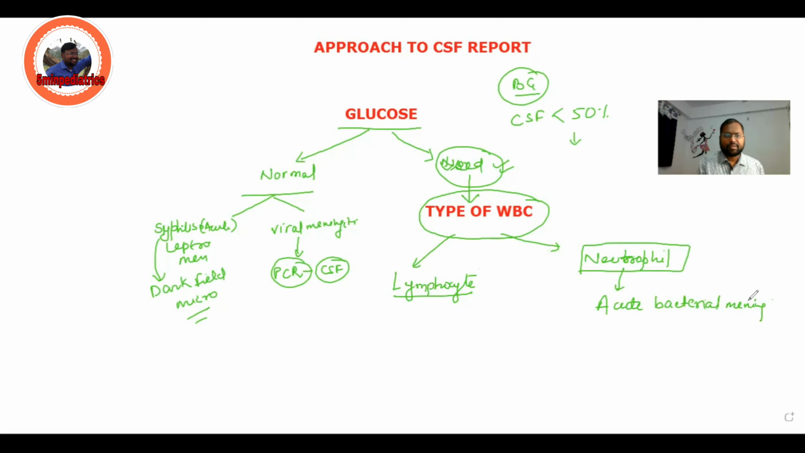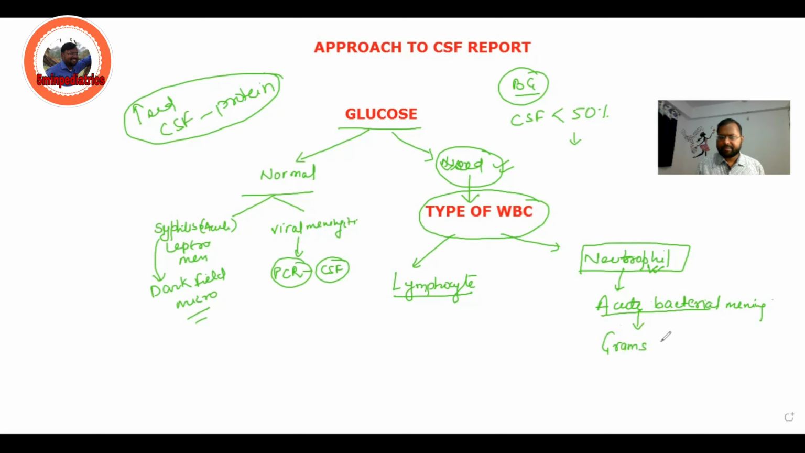In every case, we see there is increased CSF protein. The value may vary, whether viral or bacterial or fungal. In all the cases, we can see there is increased protein, so it is very difficult to differentiate on that basis. And if we get predominance of neutrophil, the case should be considered as acute bacterial meningitis. We have to go for gram staining.